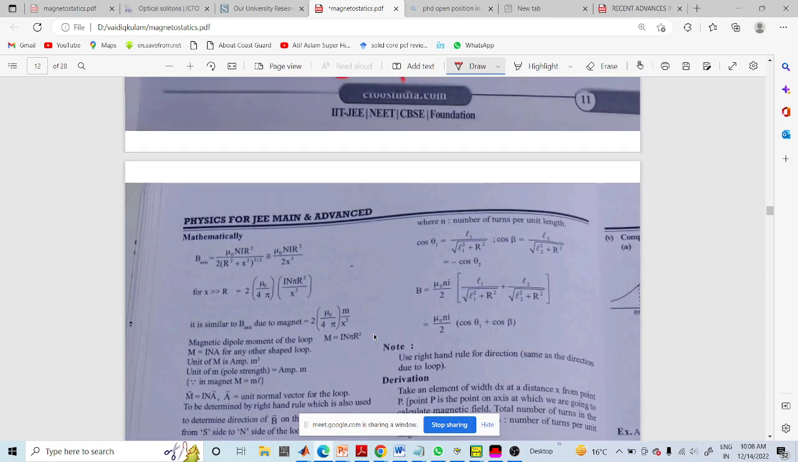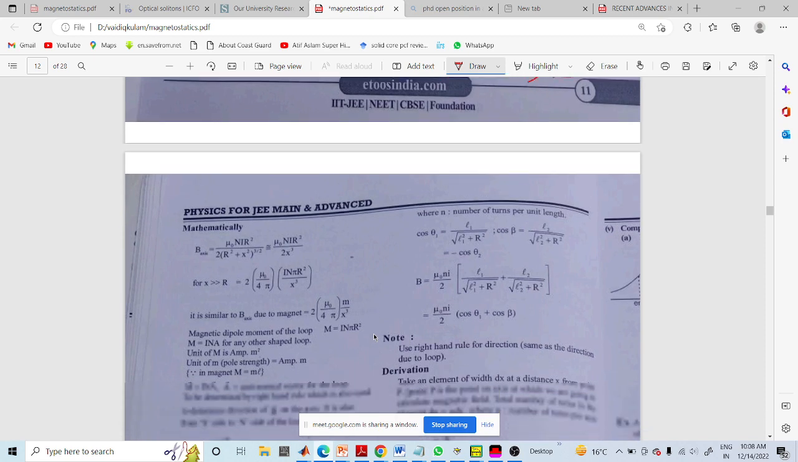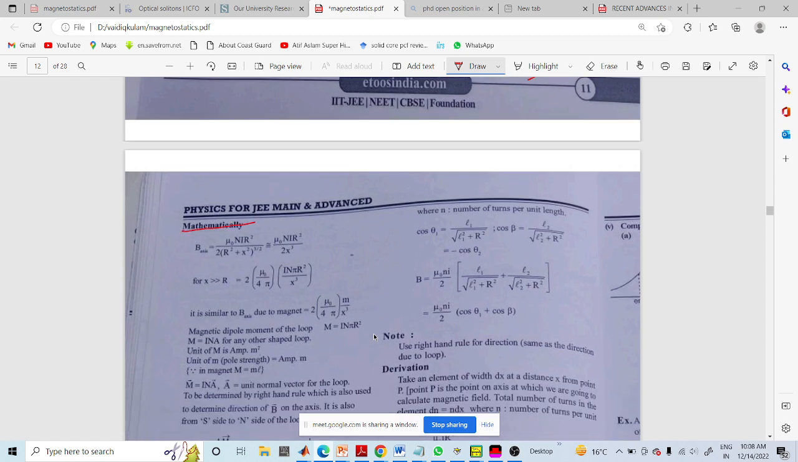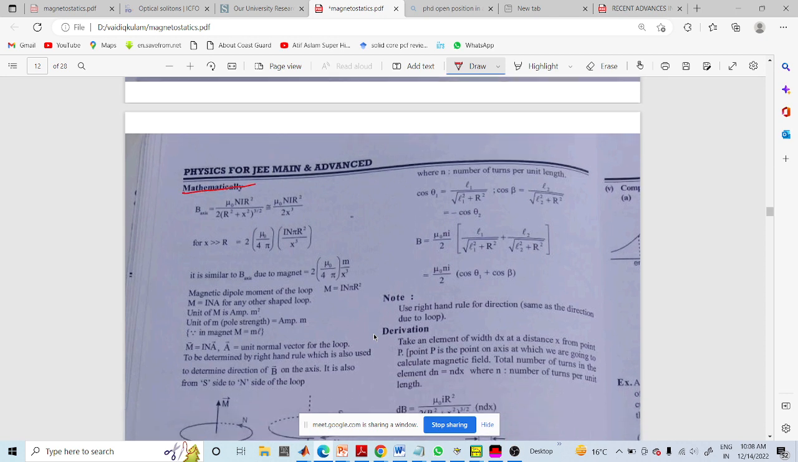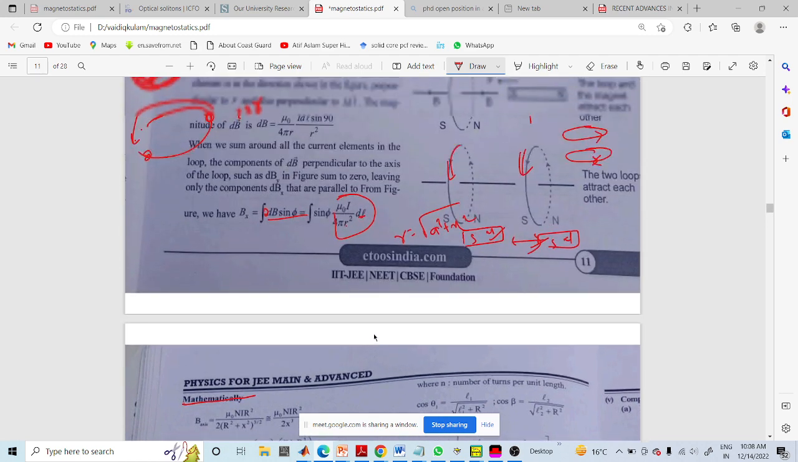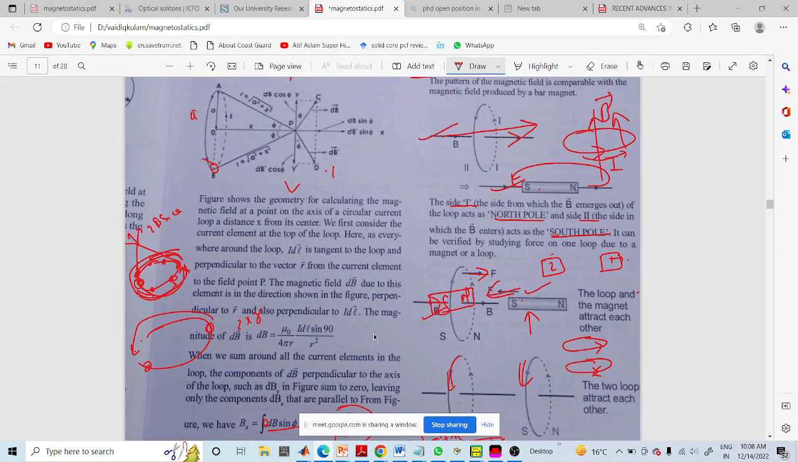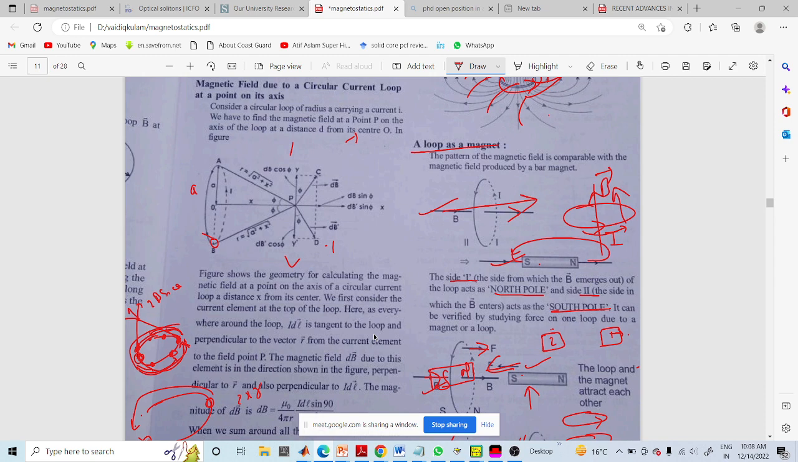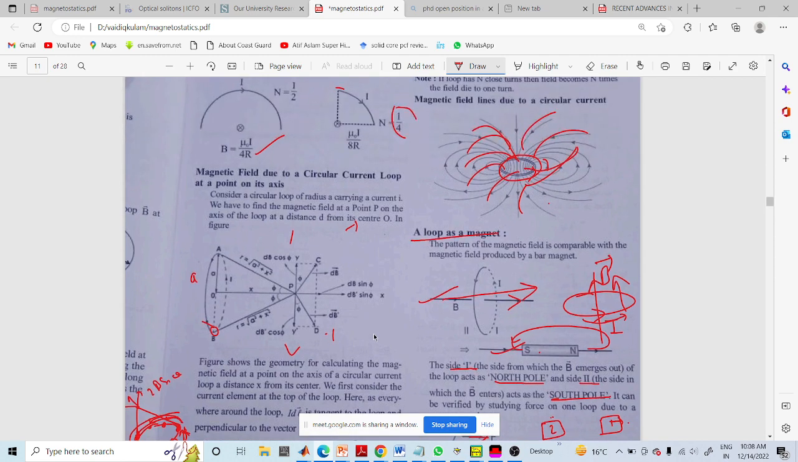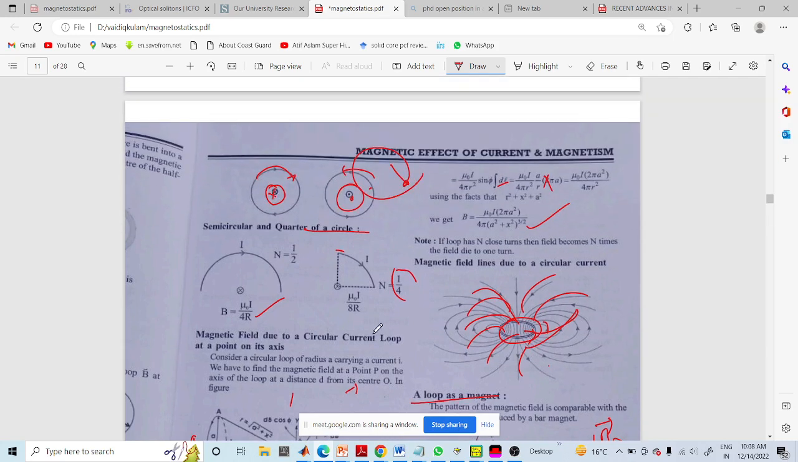So now it's clear. Now we are going to use mathematics: how much force will be there, what will be the magnetic field, right? All those things we will cover in this portion. Look at the geometry. The geometry is not mentioned here. Anyway, no problem. We know one result from here, right?